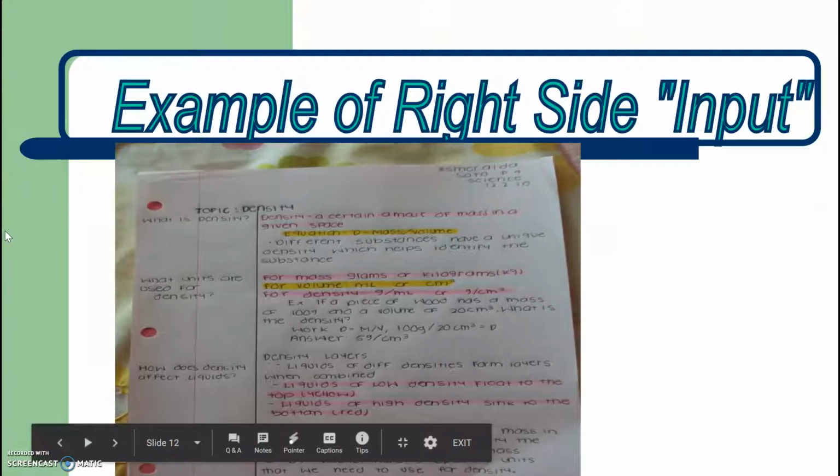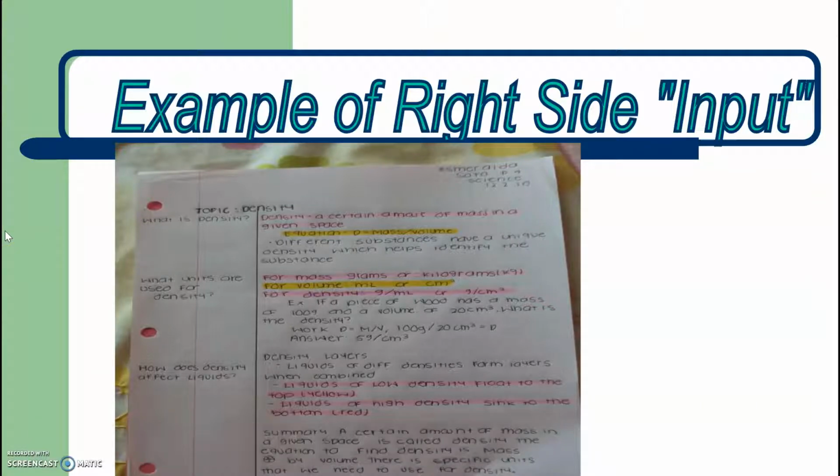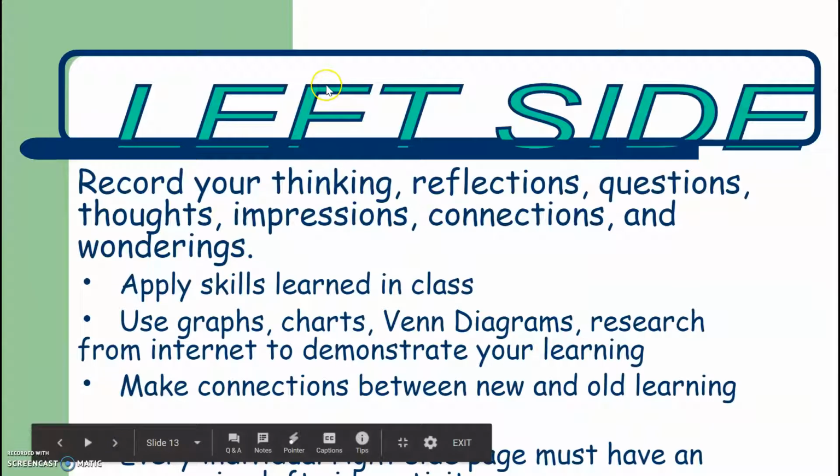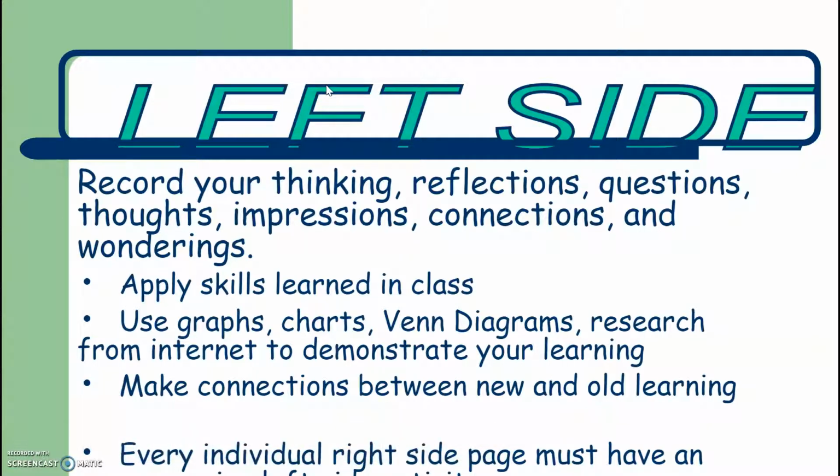Here's an example of someone's Cornell notes for a science class, right? So that's the right side. Left side, again, you record your thinkings, reflections, questions, thoughts, impressions, connections, and wonderings. You apply the skills learned in the class. So I always tell students, the left side is student created.